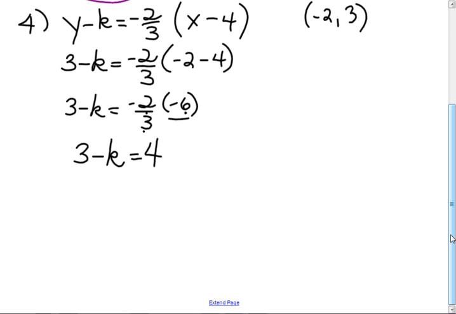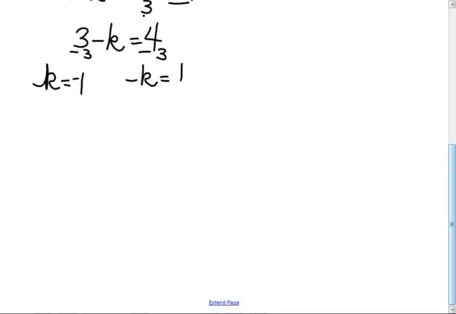Now, do I have to solve that, or can I just guess and check? Why don't we just guess and check? 3 take away what will give you 4? K equals -1. We can solve, but there's nothing wrong with guess and check. The problem is we learned how to solve because sometimes we couldn't guess and check. Now, in my algebra class, they still have a tough time with that negative. They throw it away. Or even if they get to this point, they still don't know what to do with it. It says the opposite of some number is +1. Opposite of what is +1? Opposite of -1 is +1.